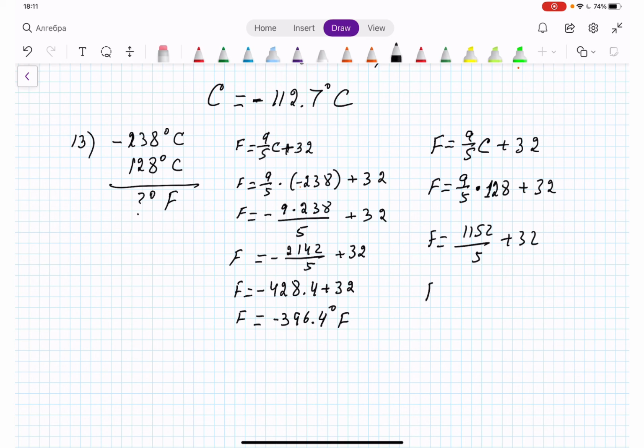So F is equal to 230.4 plus 32. So F is equal to 262.4 degrees Fahrenheit.